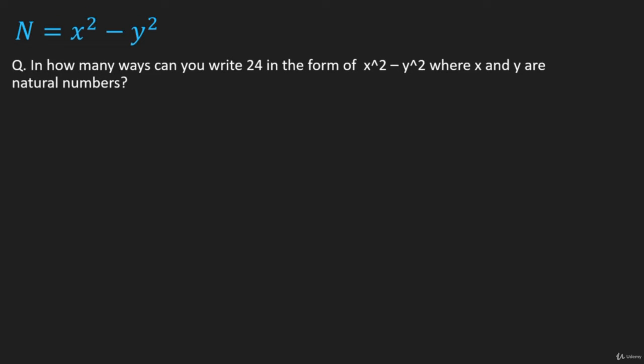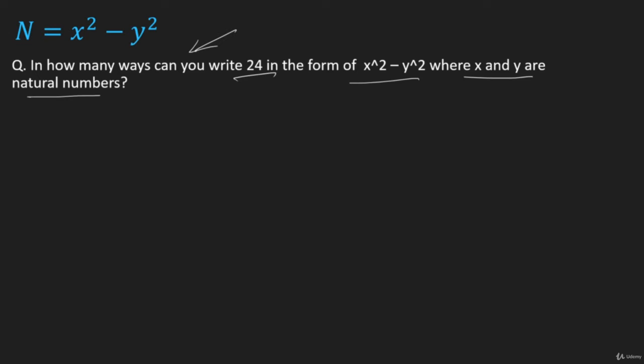Hi students, in this video let's discuss questions that ask us to express a given number in the form x square minus y square, right? So for example, here we have a model question. Let's read it. In how many ways can you write 24 in the form x square minus y square where x and y are natural numbers? Alright, to solve this type of questions, we will use a property.